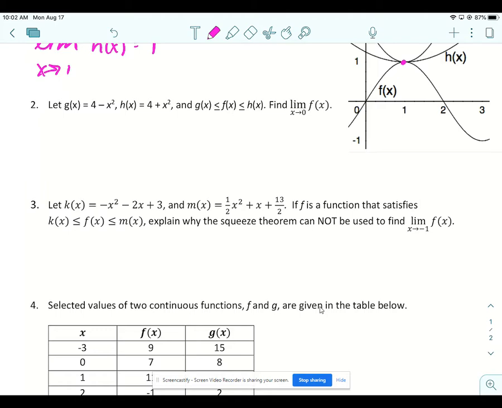All right, so we are going to start with the g function. So let's find the limit as x approaches 0 of g of x. And we can do that just by direct substitution. So I would plug in 0 for x, and I'm going to get 4.